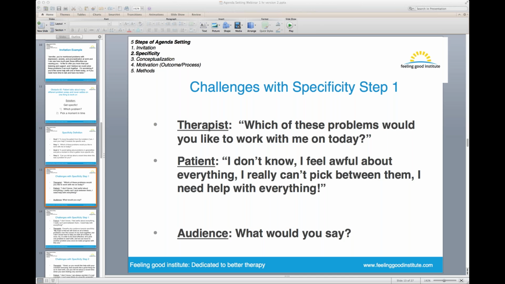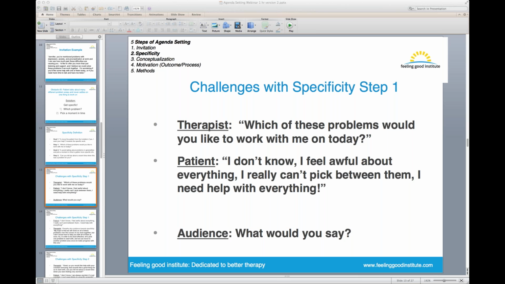So when I said the question is, which of these problems would you like to work with me on today, and then the therapist says, I don't know, I feel awful about everything, I can't even pick between them, I need help with everything. I'm just going to read you some answers I got, which was you could ask your patients to rate these problems on a scale from 1 to 10. Absolutely. Someone said, can you tell me about a recent situation during which you felt awful?